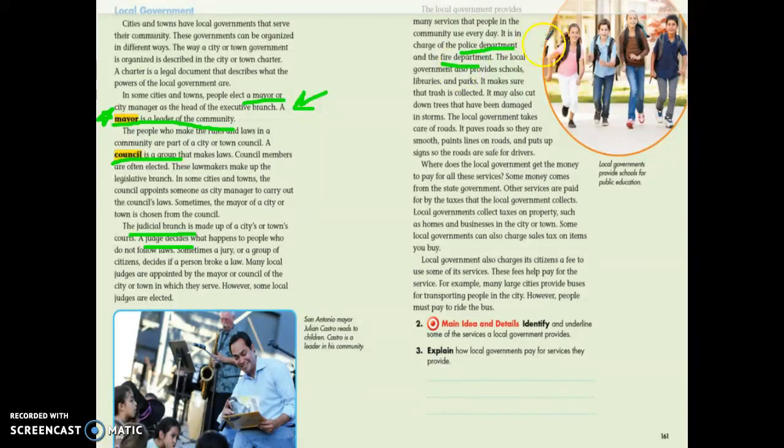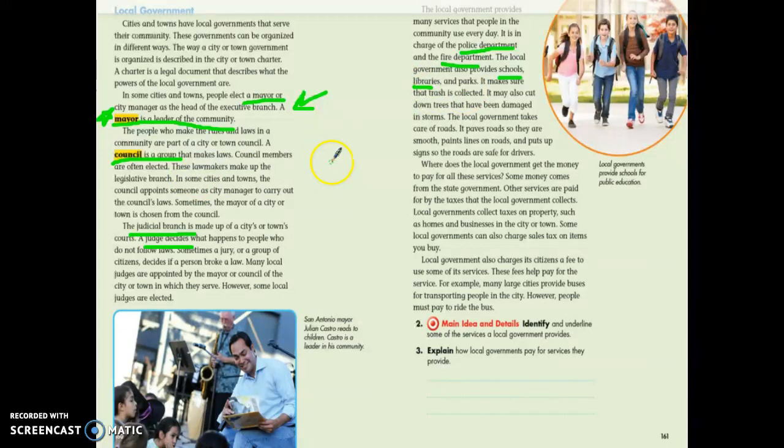The local government also provides schools and libraries. So the school we are in right now today was provided to us by our local government. Our local government decided how we could collect money through taxes to build the schools we needed in our community to educate our kiddos. It may cut down trees that have been damaged in storms.